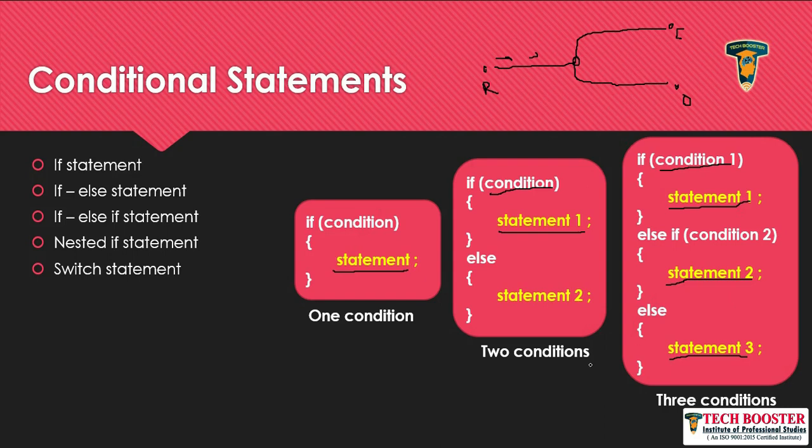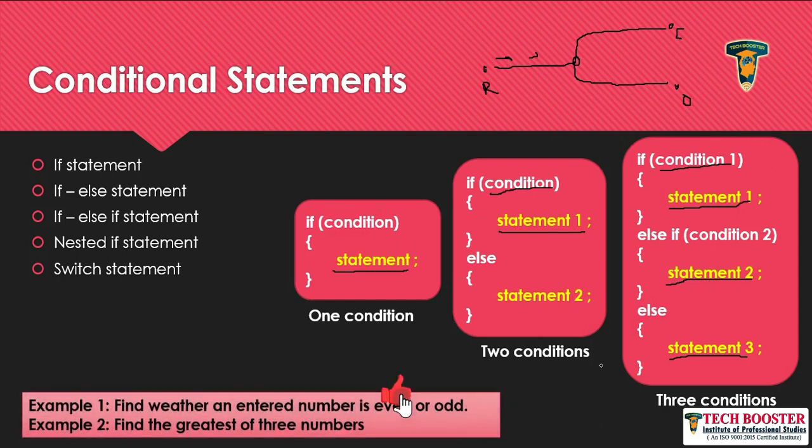So guys, now we will be discussing all these conditions considering an example. So here you can see I have considered 2 examples. My first example is find whether an entered number is even or odd. So here basically we will write a C program where we will allow our users to enter a number, and then we will check whether that particular number is even or odd.